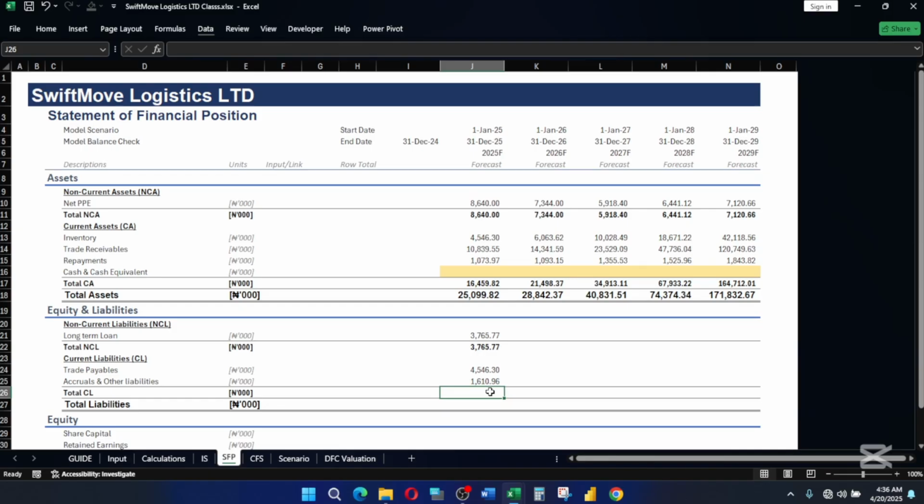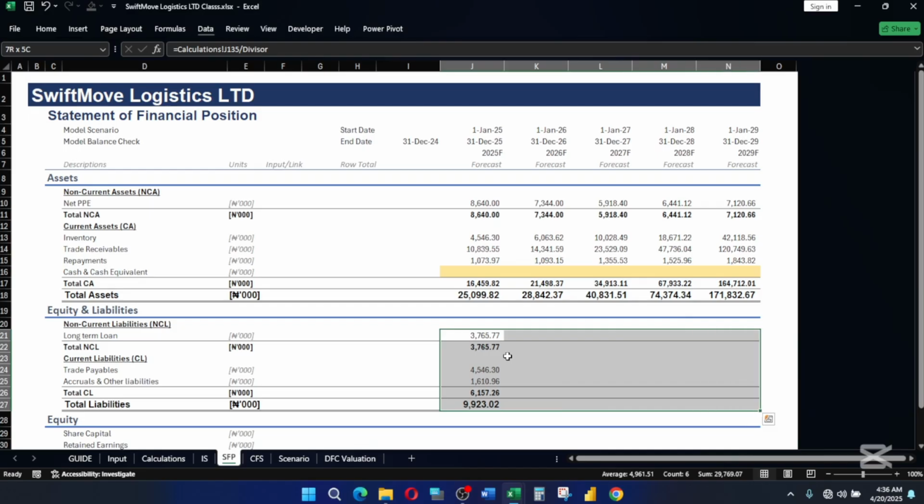I just did Control D and I have that. So here I just did Alt equal to sum it. Now here I will say equals to this plus this. That's total long-term debt, long-term liability plus current liability. This will give you the total liability. So just go ahead and fill this in.